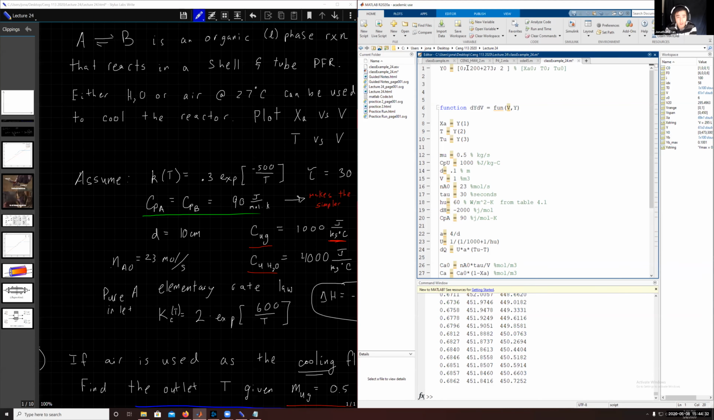And then it's specified that either water or air at 27 degrees Celsius can be used as a utility. So our initial utility temperature is going to be 27 plus 273.